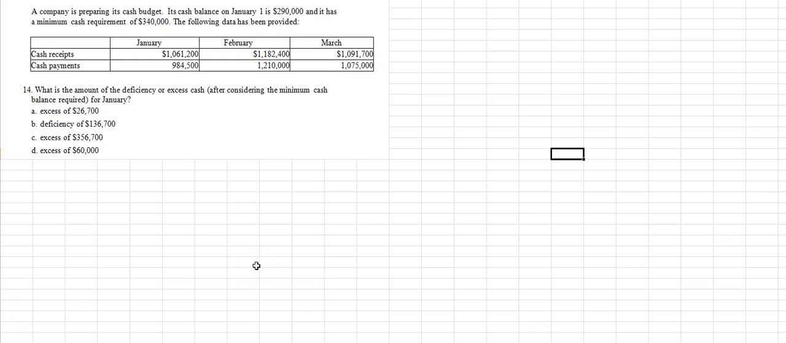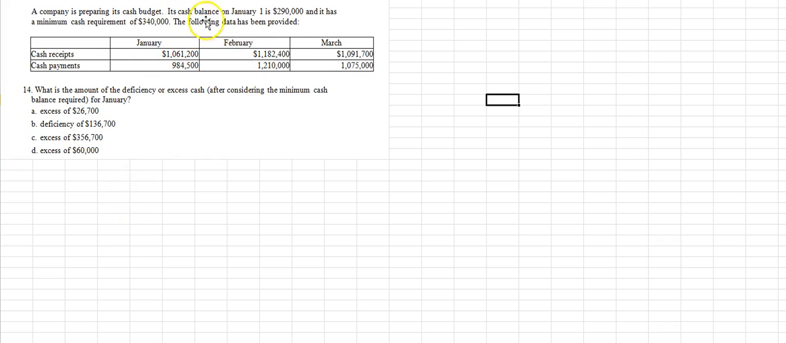The next one is a company is preparing a cash budget, okay? Its cash balance in January is 290 and it has a minimum cash requirement of 340. The following data has been provided, okay? What is the amount of the deficiency or excess cash after considering the minimum cash balance for January, okay? So this is just common sense. Let's forget about February and March. It's not part of this. It's asking for January, right?